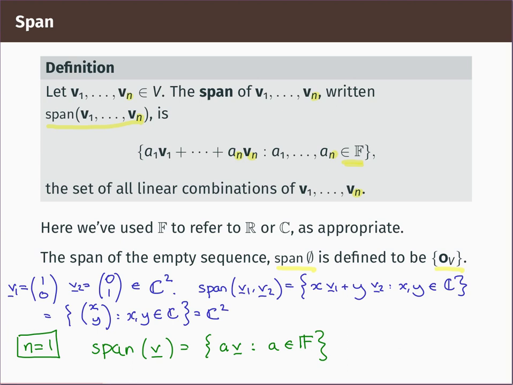And if you think about some examples where we have a geometric interpretation, like if this vector v was an element of R squared or R cubed, so two-dimensional space or three-dimensional space, then there will be a geometric interpretation of this span. The set of all scalar multiples of a vector, if that vector is not the zero vector, is the line through the origin and that vector. So this span in the case n equals 1, when we're talking about two-dimensional or three-dimensional space, would just be a line through the origin.